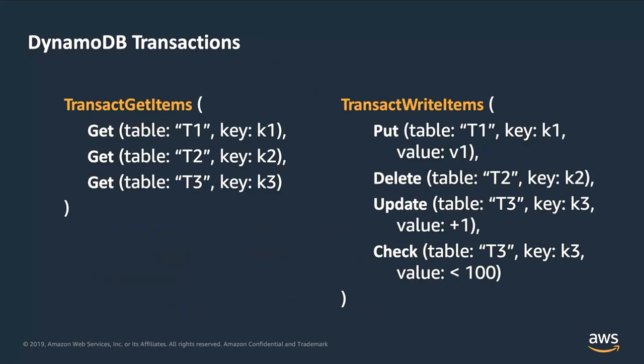So the transact get item operation allows you to retrieve multiple items, to read multiple items from a consistent snapshot. And these items can be from any arbitrary set of DynamoDB tables. Only committed data is returned when you do a transact get item operation. And reading from a consistent snapshot means that the read-only transaction is serialized with respect to other write transactions.